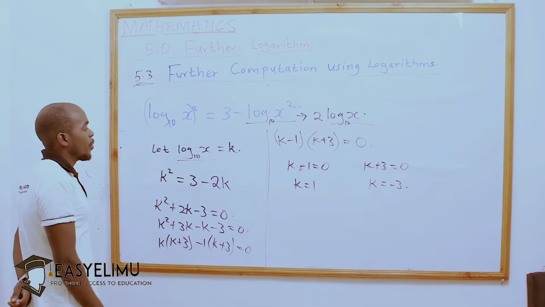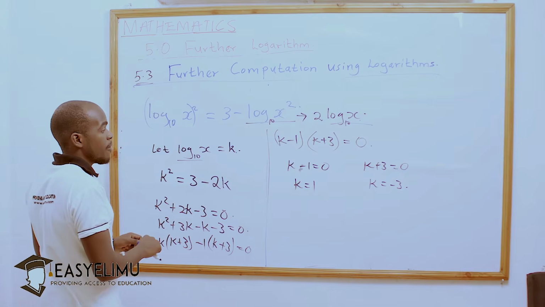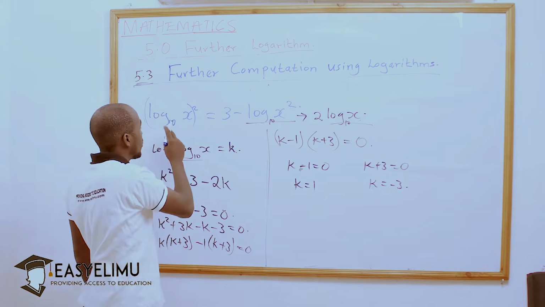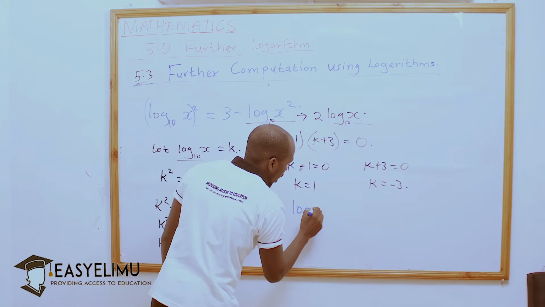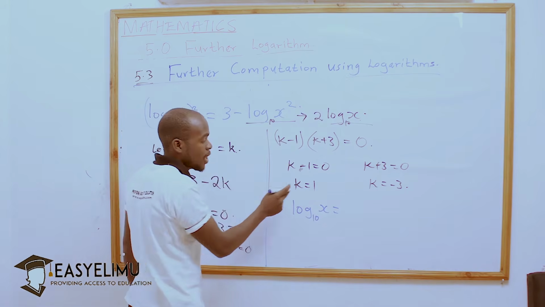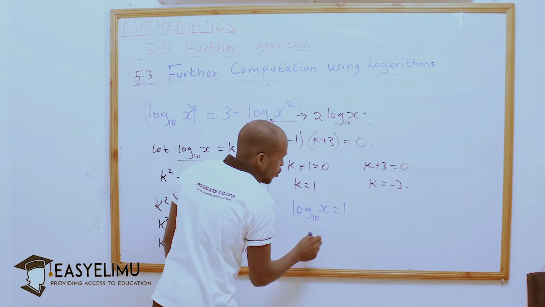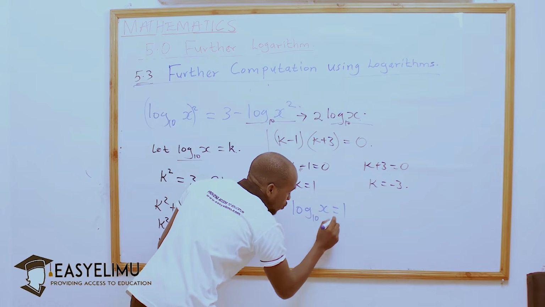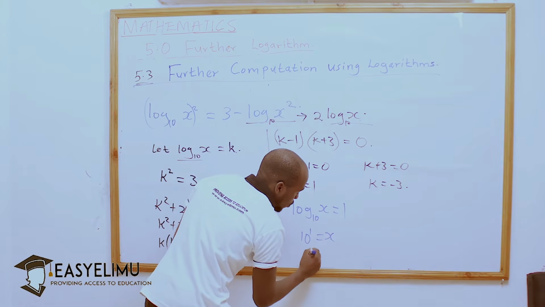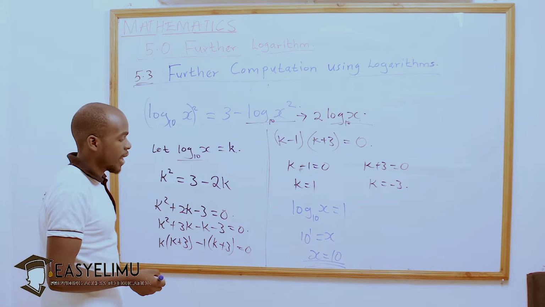So from there, we can now use whatever we had and solve out. Since we have located two values of k, we need to see which one will work. For that we say let log to the base of 10 of x be equal to k. So we shall start with k equals 1, and to find the value of x is the same as taking 10 raised to 1 is equal to x, such that x is equal to 10. Our value of x is 10.